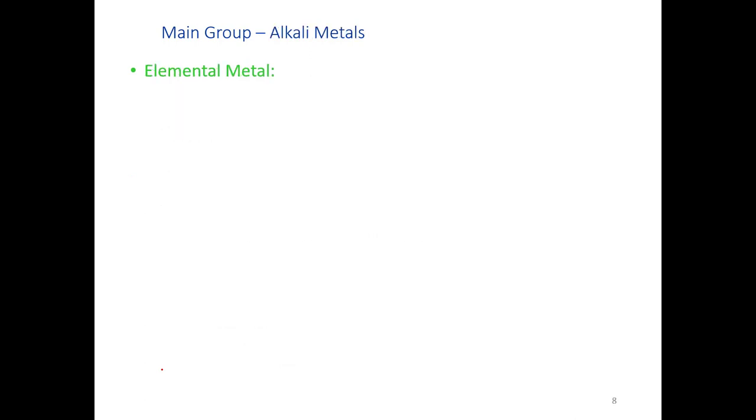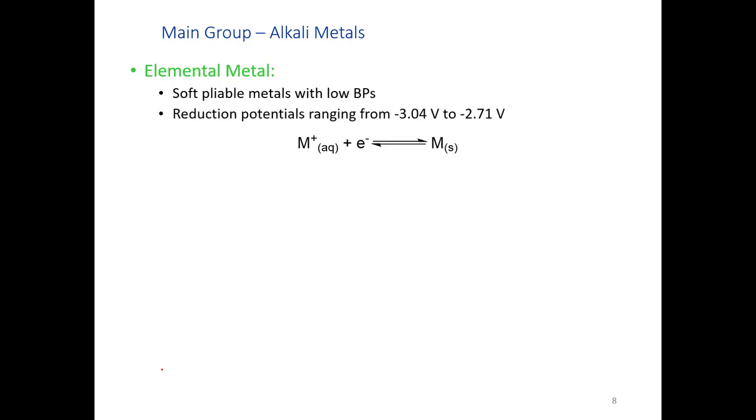Now moving on to the rest of group 1. The alkali metals in their elemental forms are soft, pliable metals that have low boiling points. They are so soft you can actually cut them with things like scissors or butter knives. They are very reducing in their elemental forms in the zero oxidation state, with reduction potentials between -3.04 volts to -2.71 volts. Note the large difference with respect to hydrogen, which is why hydrogen is such a big outlier.